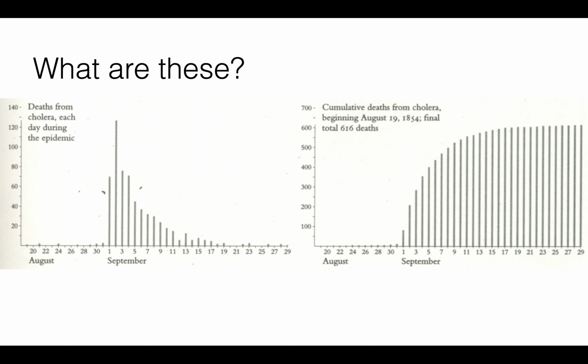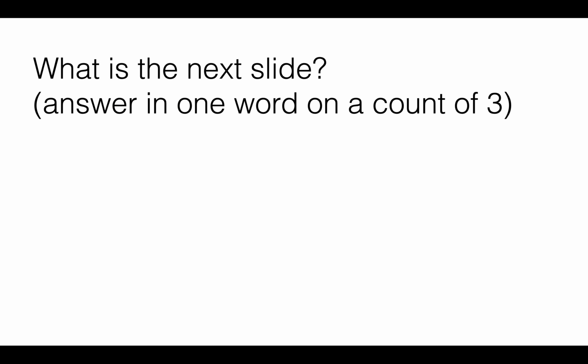These are both good and bad. They're good because they describe what the phenomenon under investigation is. They are bad because they don't really explain it. So we're going to go into explanations and how you can explain things better with data. Try to figure out what is the next slide. Try to answer this question in 3, 2, 1.